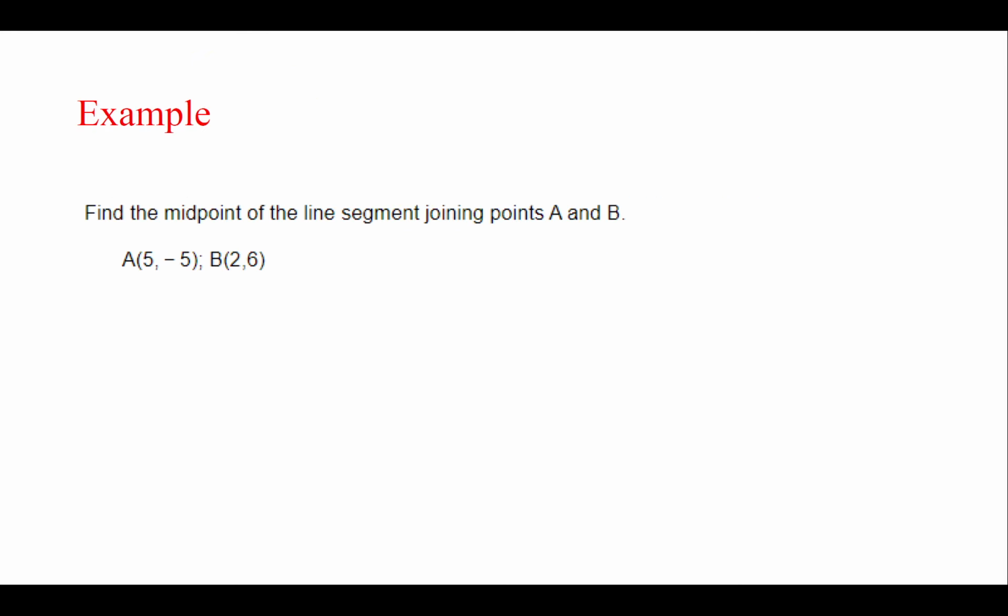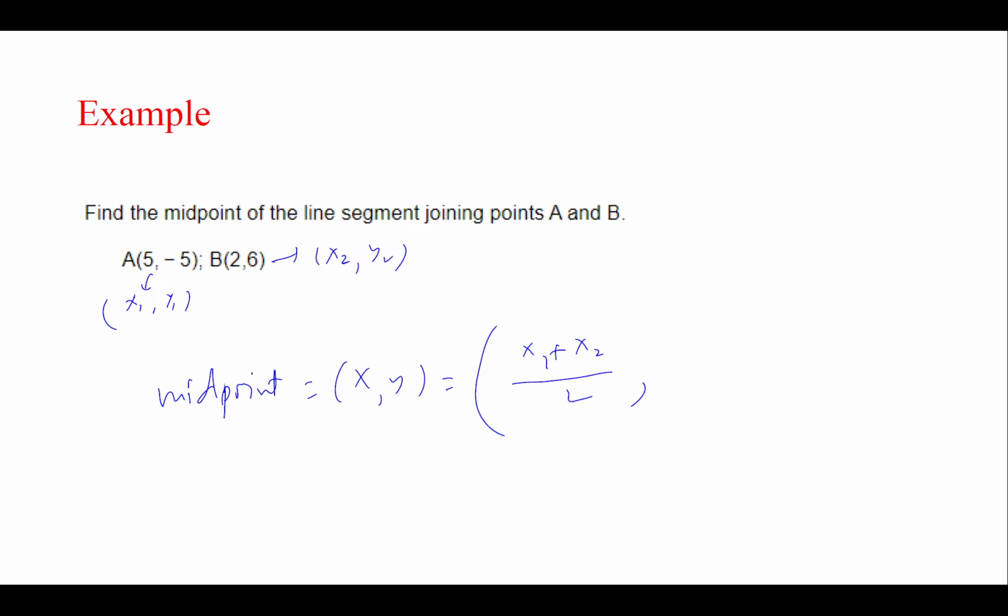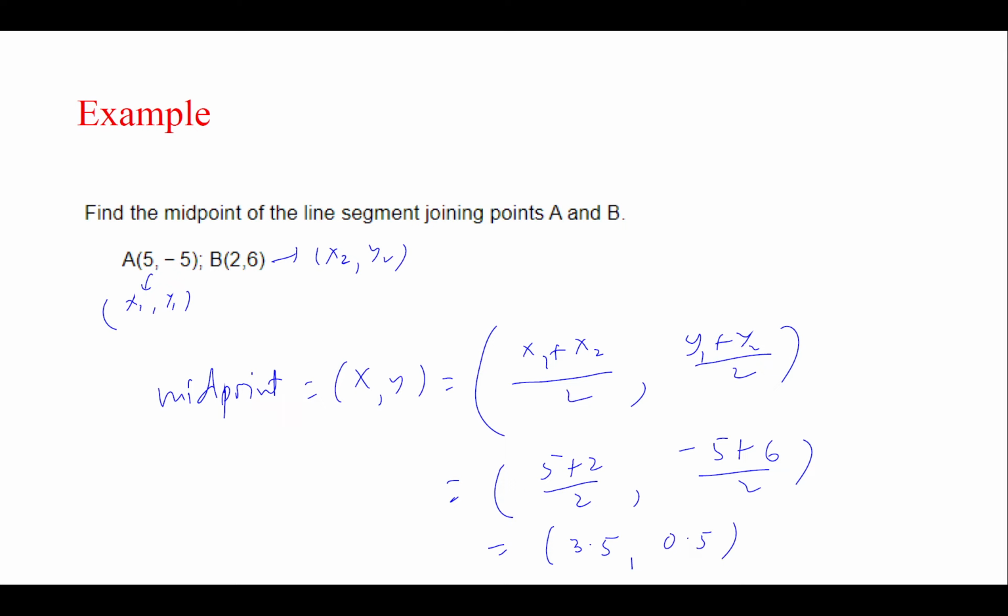One example: there are two points. The first point is (x1, y1) and the second point is (x2, y2), and the midpoint (x, y) is the sum of x1 plus x2 divided by 2, and the sum of y1 plus y2 divided by 2. Just plug in the values. So it would be 5 plus 2 divided by 2, and negative 5 plus 6 divided by 2. 7 divided by 2 is 3.5. Negative 5 plus 6 is 1, divided by 2 is 0.5. So in between these two points, the midpoint would be (3.5, 0.5).